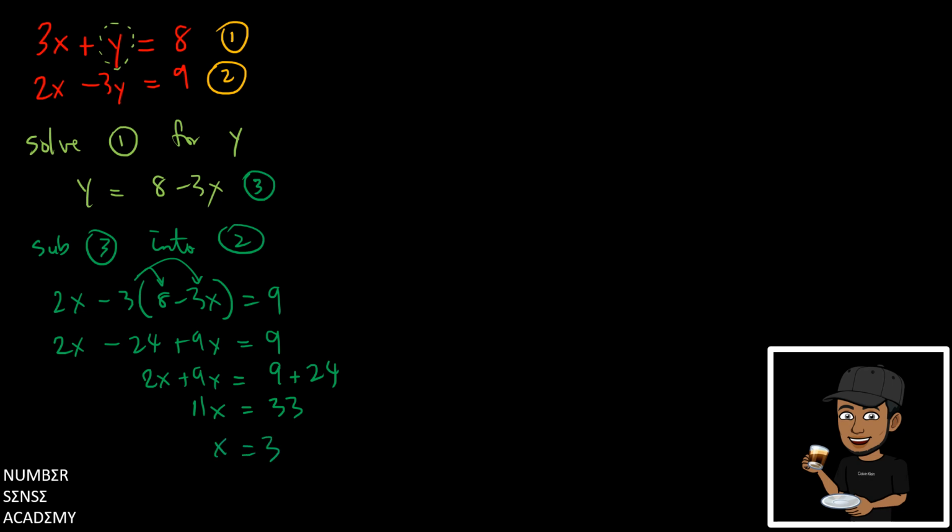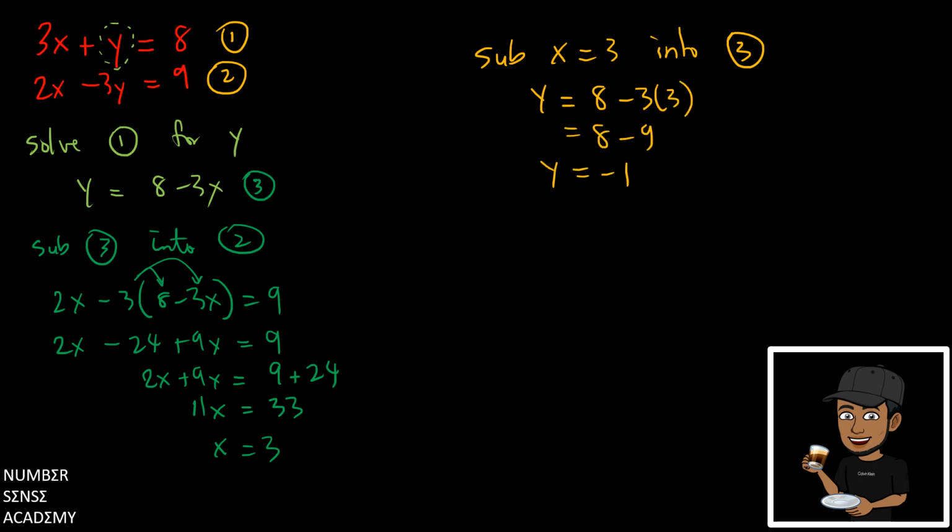So now I'm going to sub x equals 3 into, again, equation 3 because it's already solved. I have x and I need to find y. So it becomes y is equal to 8 minus 3 times 3. 8 minus 9 is negative 1. So a solution to the system is 3 and minus 1.